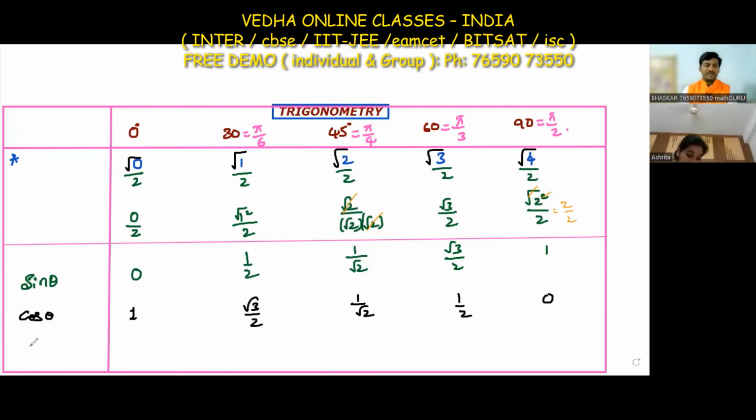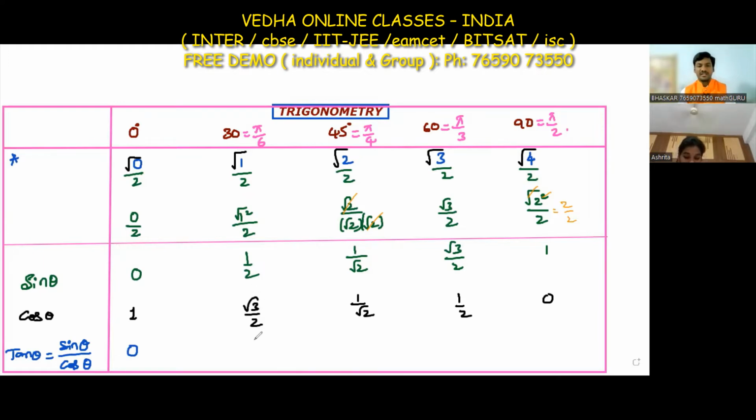And tan, now we are going to tan theta. What about the tan theta? Tan theta is nothing but sine theta divided by cos theta. So sine by cos, 0 by 1, 1 by root 2 divided by root 3 by 2. So like that we have to take. 0 by 1 is 0.